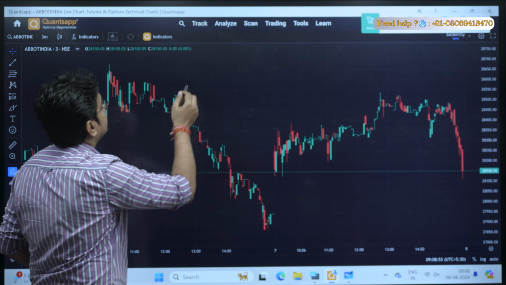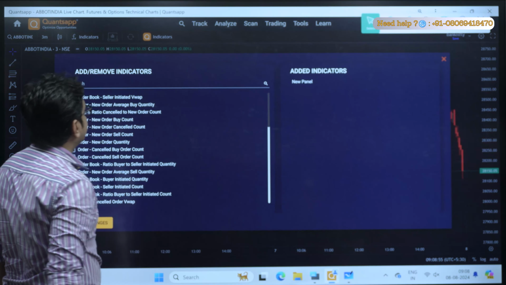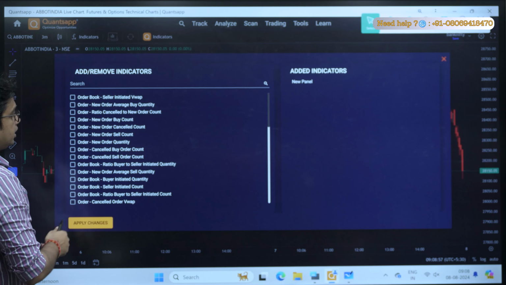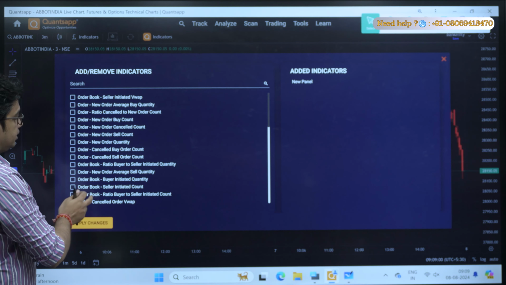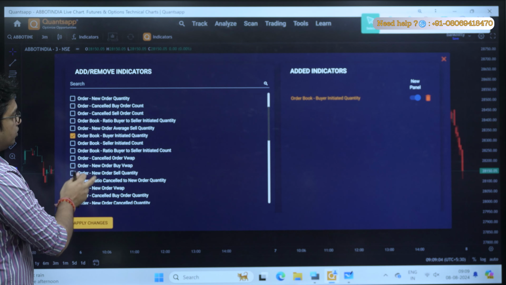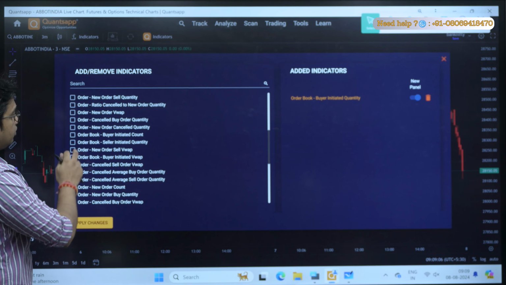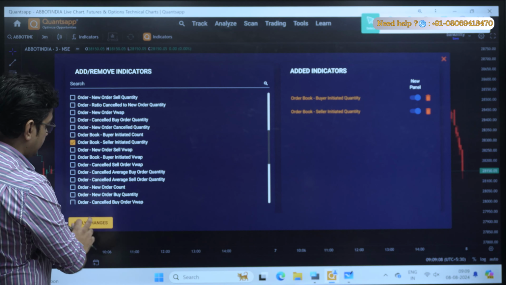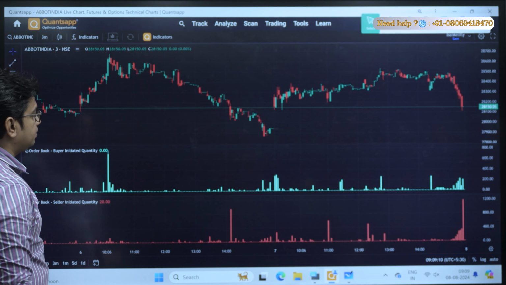It is very simple. So under quant indicator, I'll go for the order book buyer initiated quantity. Here you can see order book buyer initiated quantity. Now I want to go for order book seller initiated quantity. Apply changes. This is how it will appear.